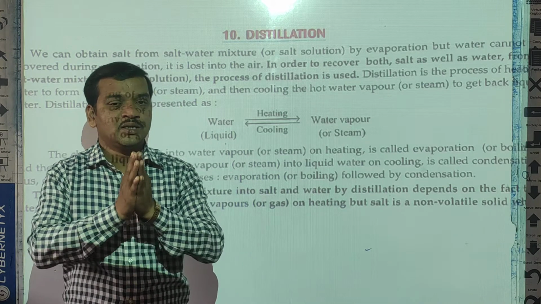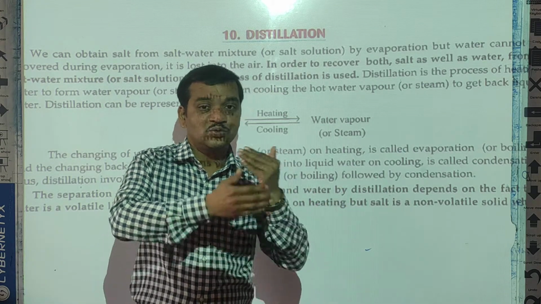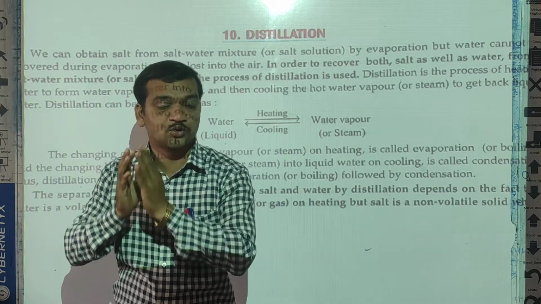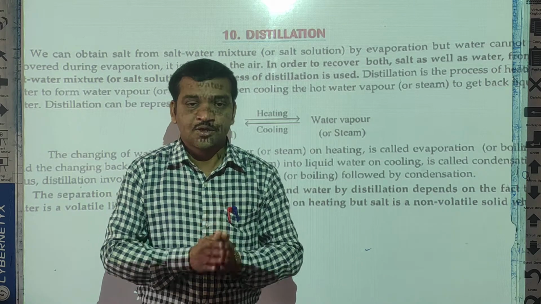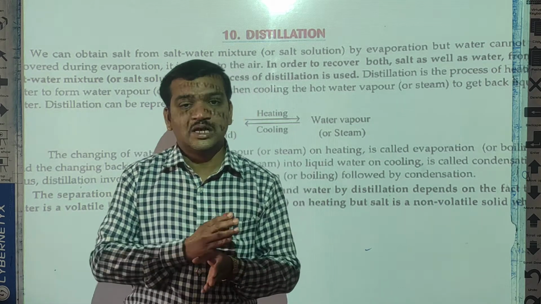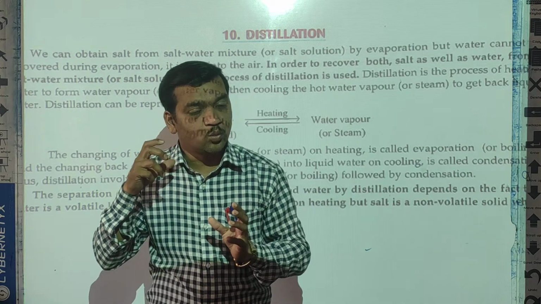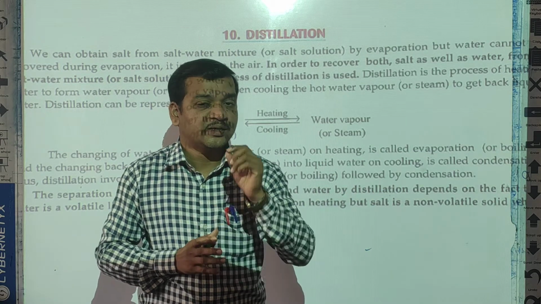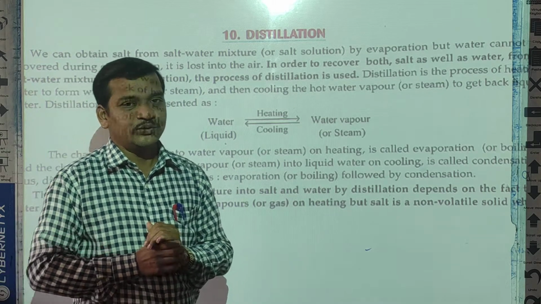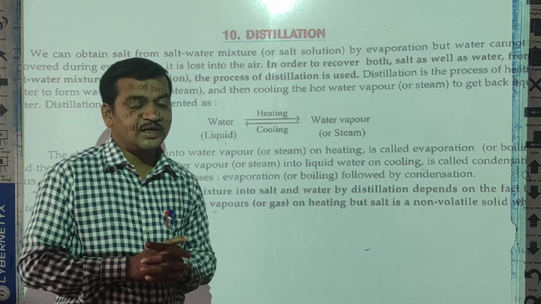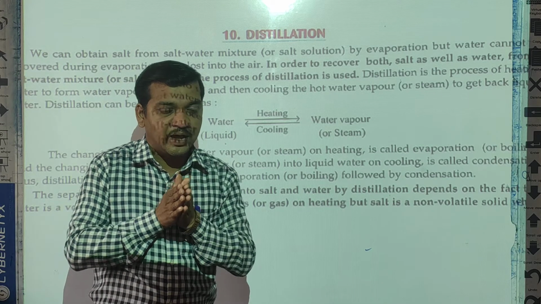But now we want water also. So we want to recover water and salt separately. Then how can we do this? We can recover both salt and water by the process of distillation. So today we are going to learn about distillation. So in the distillation method, what happens?